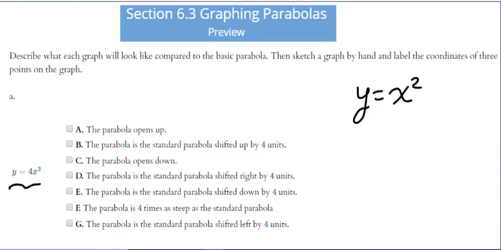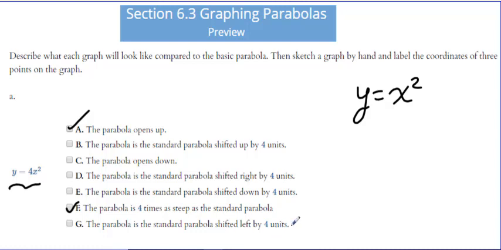So let's go back. The parabola opens up. Yeah, it did open up. Is it shifted up by? Nope. Opens down. Note the parabola is shifted to the right, shifted down. Is 4 times as steep? Yep. And then, so that's F. And it's not shifted down.